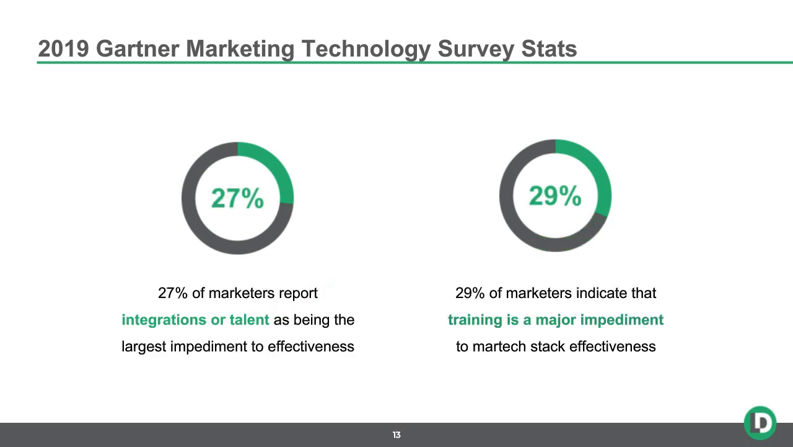And then two more stats from Gartner. One is 27%. So 27% of marketers report integrations or talent as being a problem to effectiveness. And then the last one is 29%. So 29% of marketers indicate that training is a major impediment to MarTech stack effectiveness. So if we look at those last three things: integrations, not being able to integrate into other various technologies; talent, not having the right people to actually be able to use the technology; and then training, which is so important, and we'll talk about it, not training your team on how to use the technology is a really big issue.